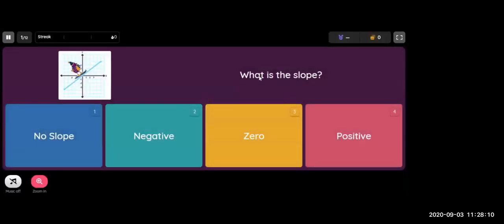Okay, so what is the slope? First you have no slope, negative, 0, and positive. What that means is that if it's going from coordinate 3 to coordinate 1, then it's a positive slope because you're going up. But if it's going from coordinate 2 to coordinate 4, then it's negative because you're going down. And it's always left to right.